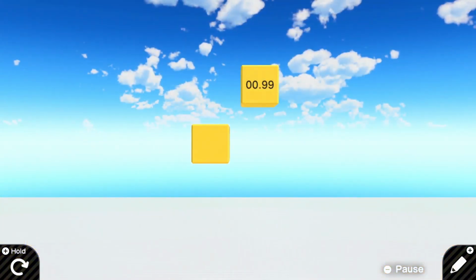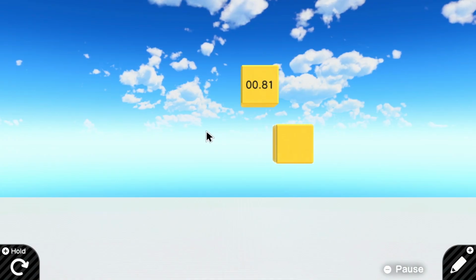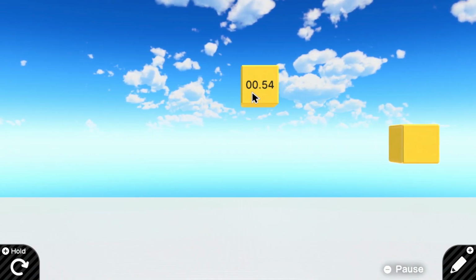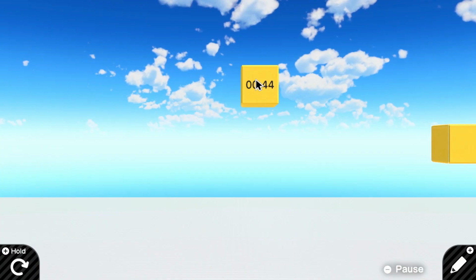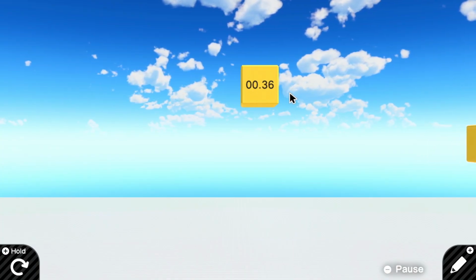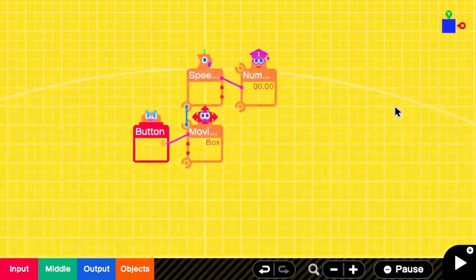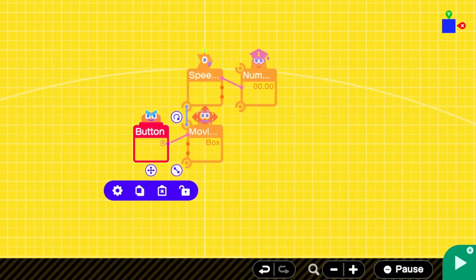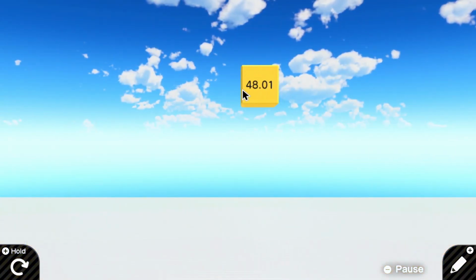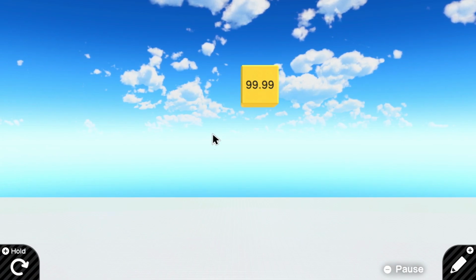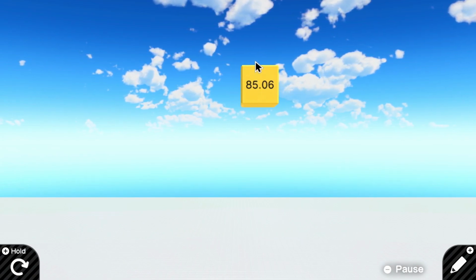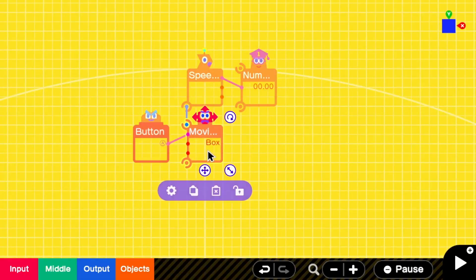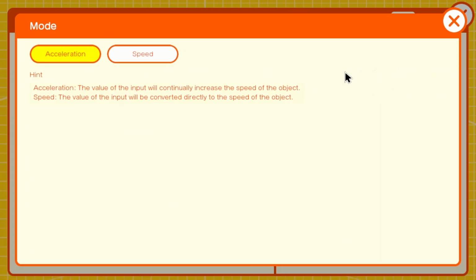When I press that button, you will see that the instant I press the button, the speed goes up to 1 and then it slowly dies off. And if I hold the button, now you will see that the speed just continuously goes up as long as I have the button held down. So that's basically how the acceleration works.